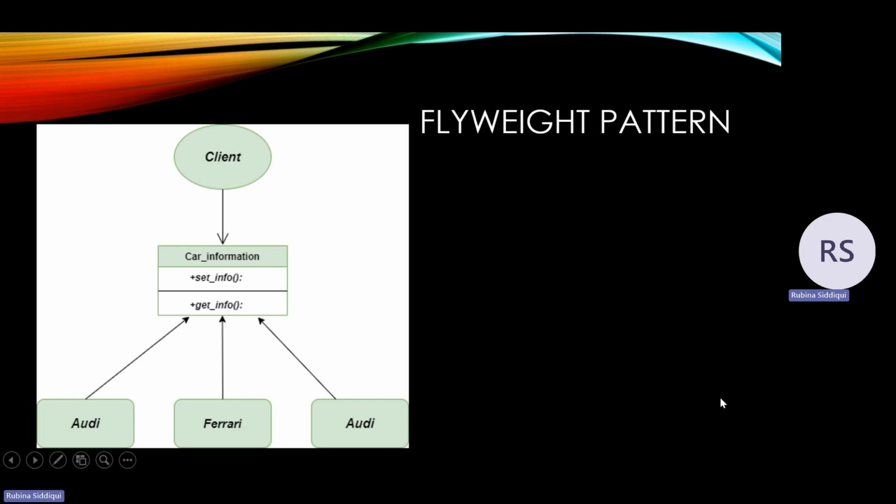Then we have the flyweight pattern. The flyweight pattern is used to minimize memory usage or computational expense by sharing as much as possible with similar objects. So we have a client, and the client's car information with set info and get info, and then we have different car brands: Audi, Ferrari, and another Audi. And this is the information that the user won't see, but the client will see.